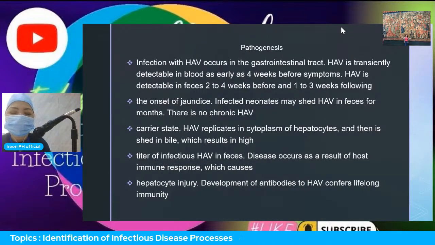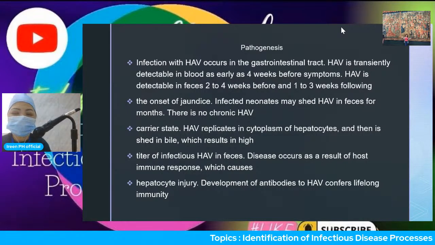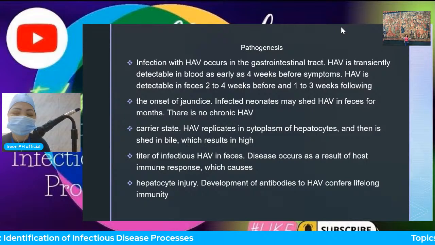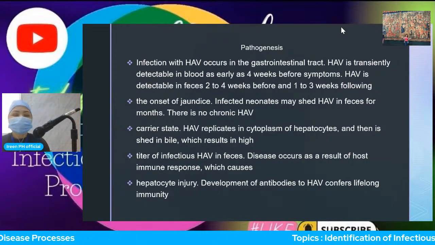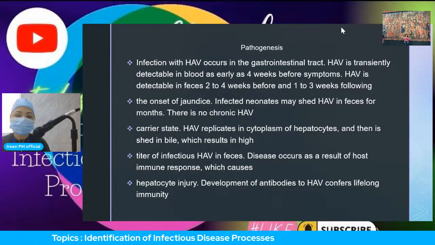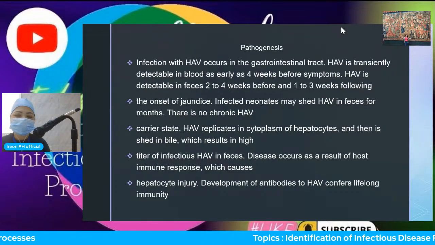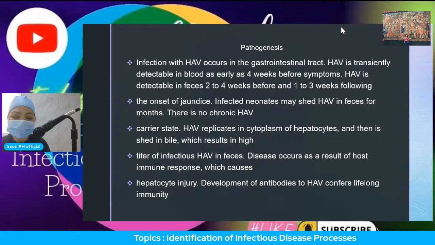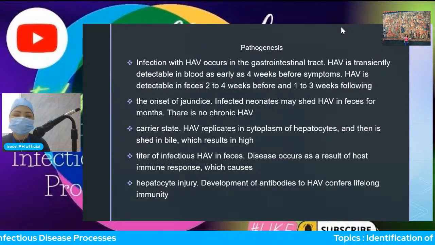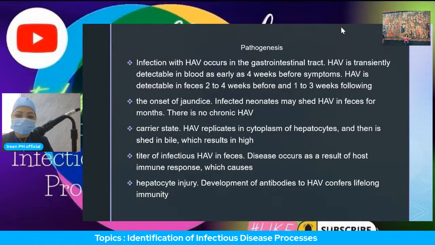Infection with hepatitis A virus occurs in the gastrointestinal tract, transiently detectable in blood as early as 4 weeks before symptoms. It is detectable in feces 2 to 4 weeks before and 1 to 3 weeks following the onset of jaundice. Infected neonates may shed hepatitis A virus in feces for months. There is no chronic hepatitis A virus carrier state.